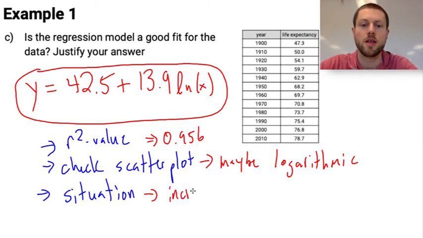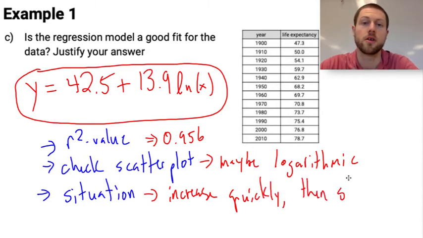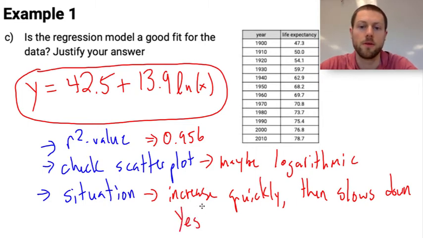And so we're going to say that it increases quickly, and then we could say the increase slows down. So that would make a good case for a logarithmic regression. So I guess to answer the question, yes, this is a good model.